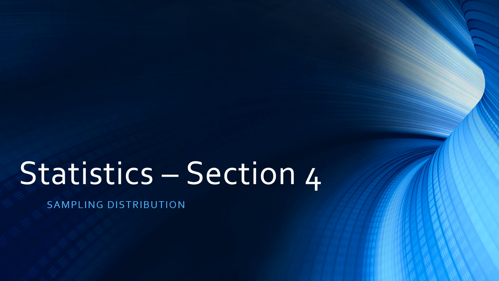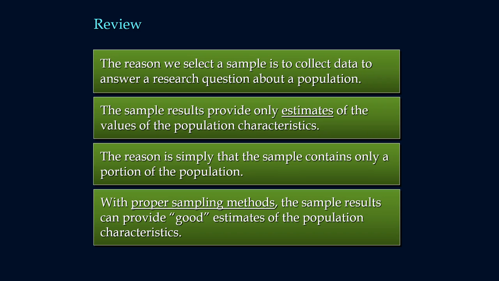Let's jump right in with sampling distribution, which is going to be the topic, but we're going to review a little bit and also lay the foundation with some key understanding. So again, just reviewing, the reason we select a sample is to collect data to answer some sort of research question about a population. We use the sample results, whether that's the average or the variance or standard deviation, to estimate the population parameters.